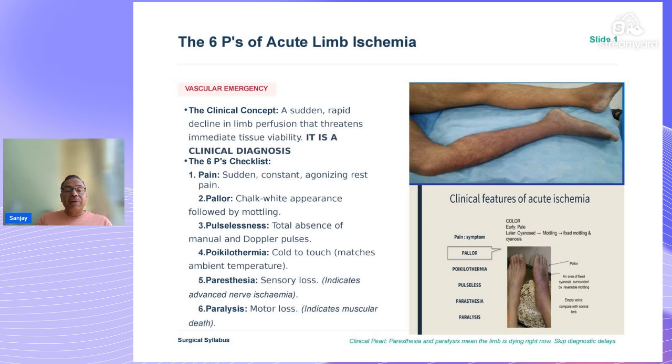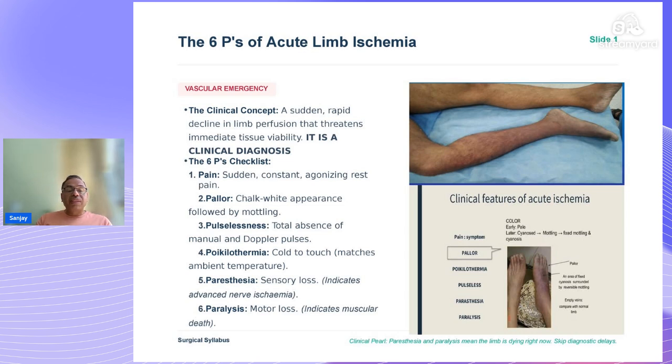Second, if you examine the limb, it would be pale, with pallor and a chalk-white appearance. This may be followed by some mottling in between, so it gives a typical appearance of mottling on a background of a pale leg.